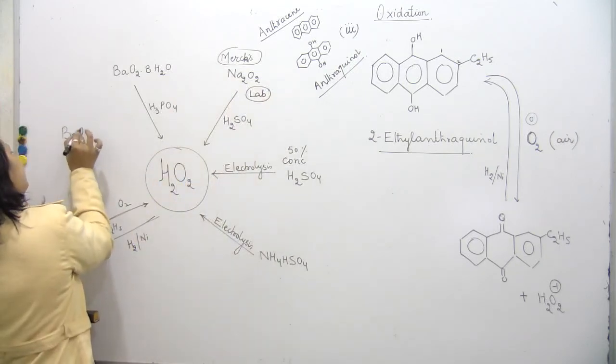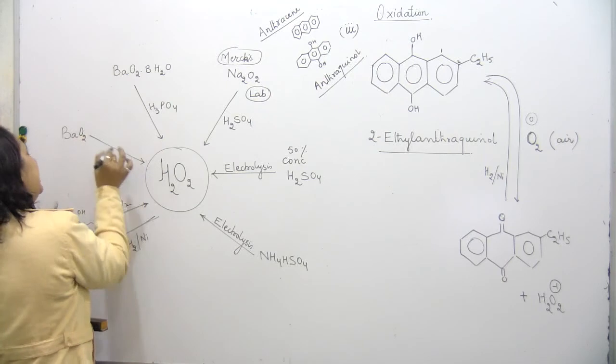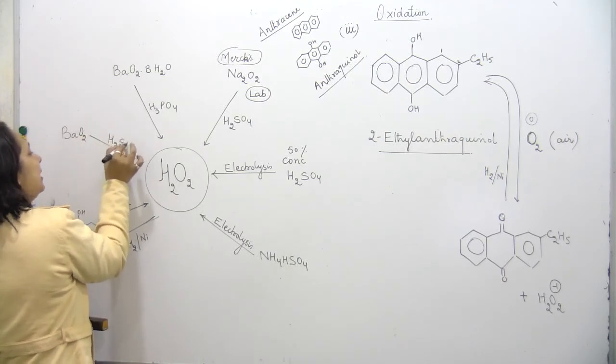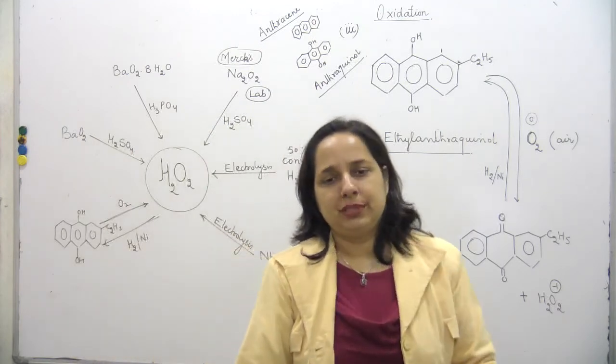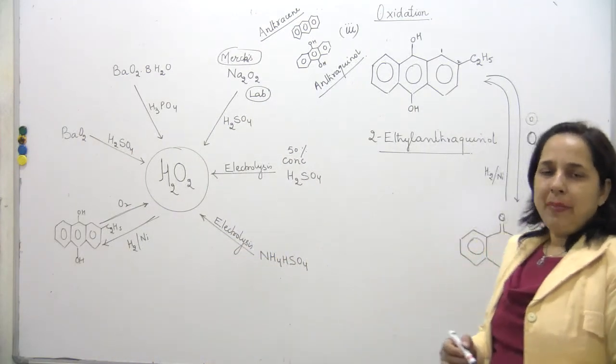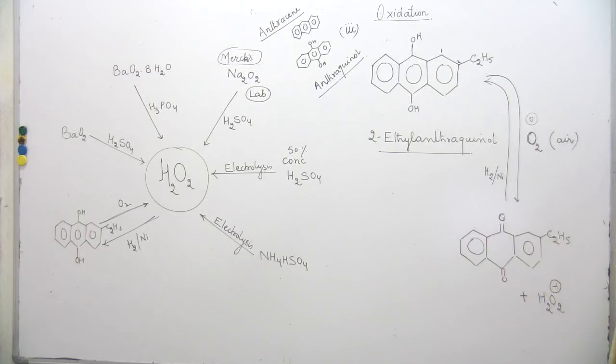Barium peroxide plus sulfuric acid can be used, and limitation of this method is sulfuric acid can decompose hydrogen peroxide formed. So these are methods of preparation of hydrogen peroxide. Diagrammatically you have learned it. Easy topic. And all these reactions are important reactions. Note it down.